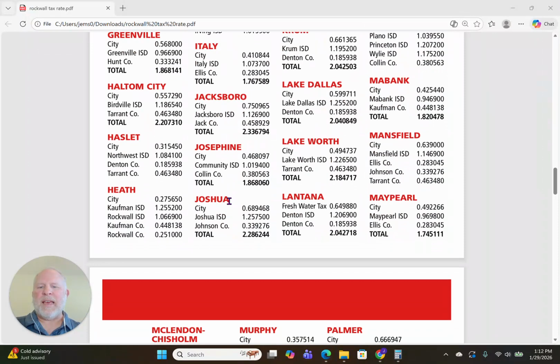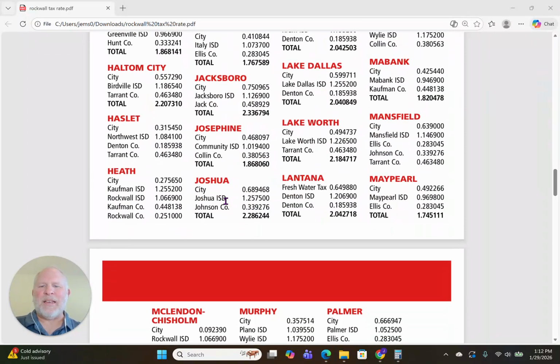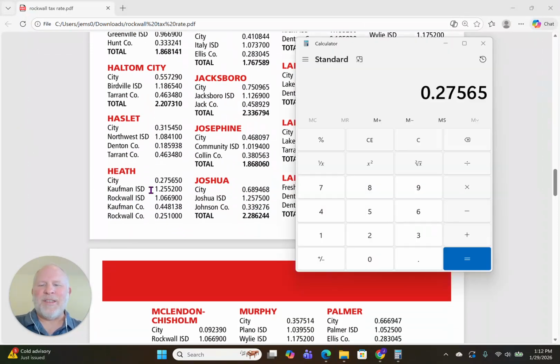That brings us down to Heath, so let's take a look at that and do some calculation on Heath. In the example of Heath, you can see we've got two school districts, that falls within Kaufman and Rockwall, and we've got two counties, Kaufman and Rockwall County. We're going to use the Rockwall ISD. We've already got the city in, so plus 1.0669.